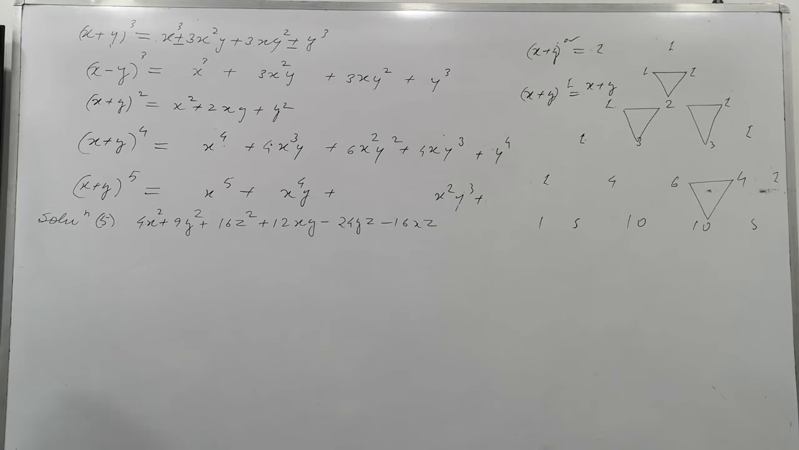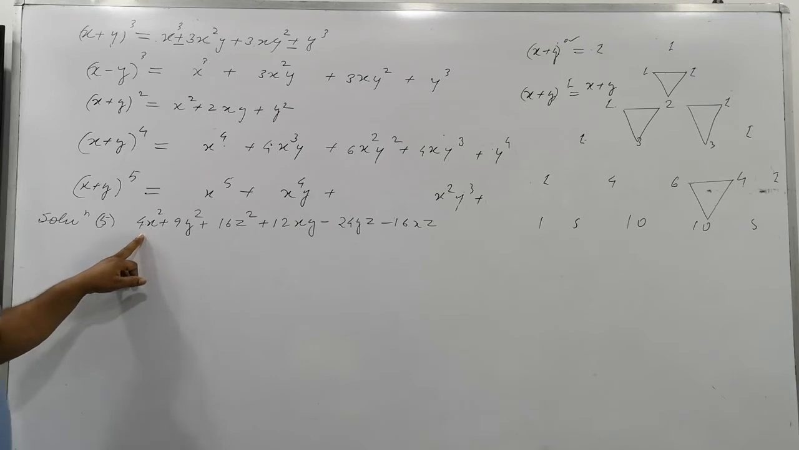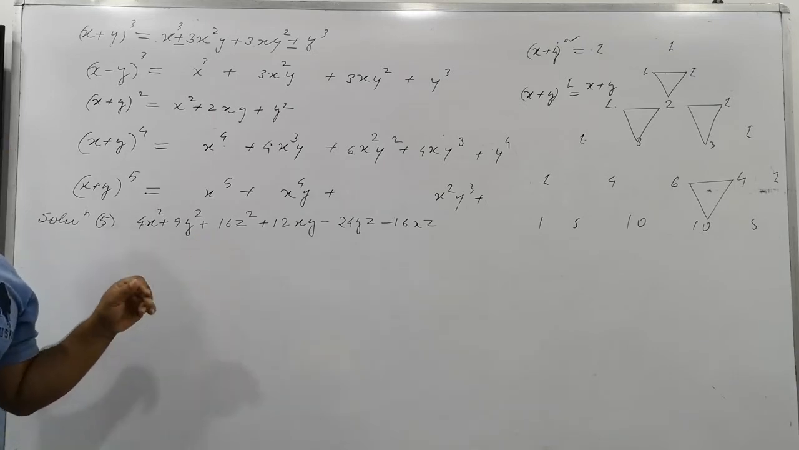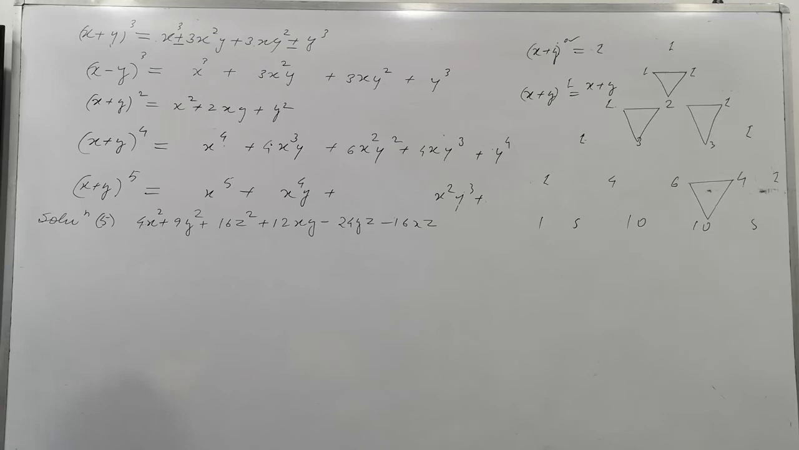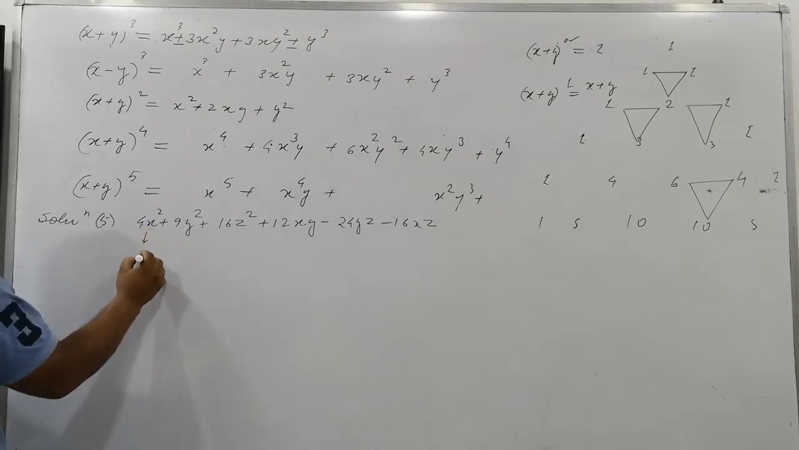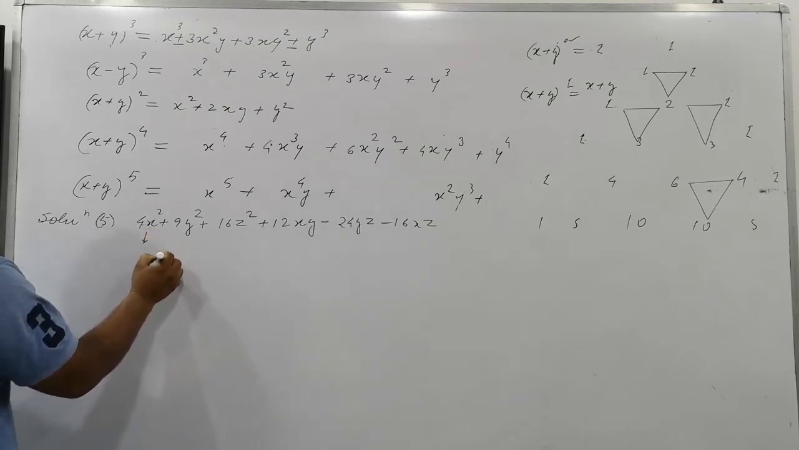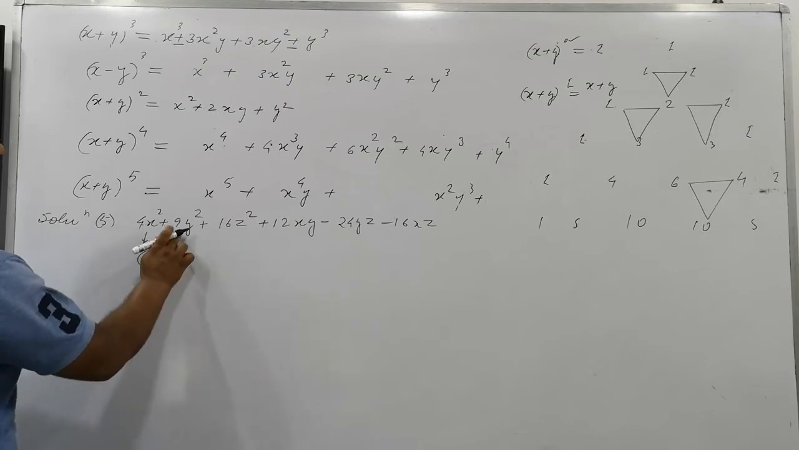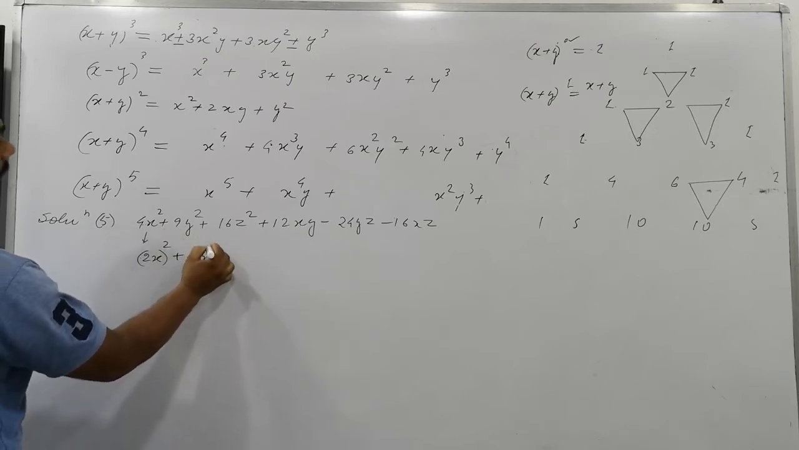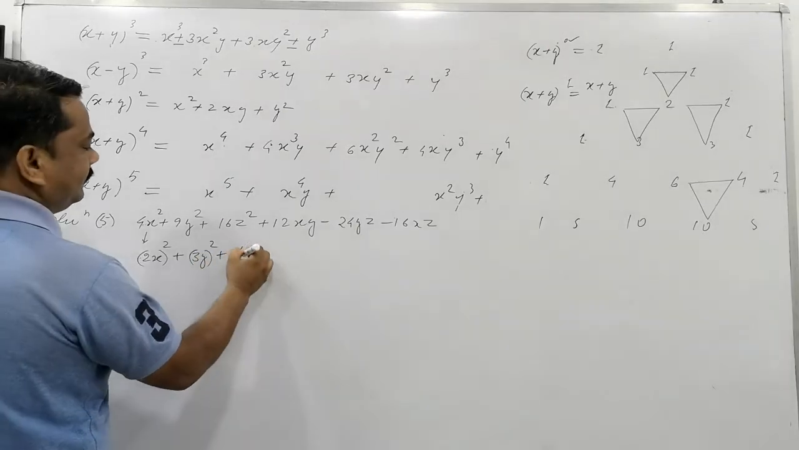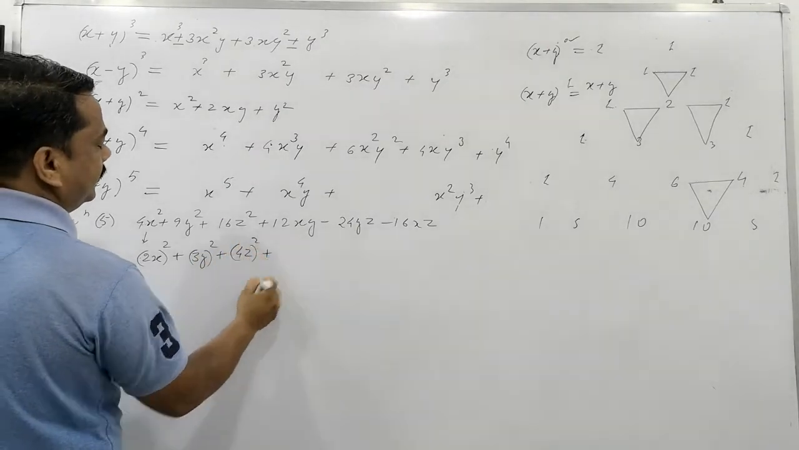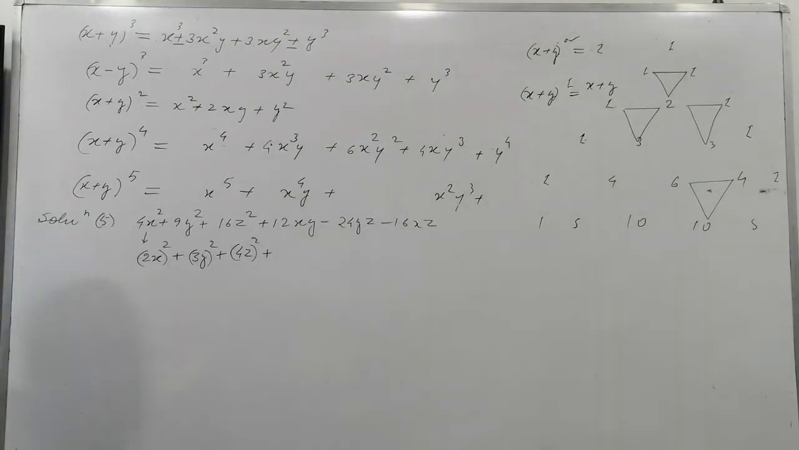Have a look at this next slide. What is it saying? 2x square, 9y square, plus 16. What pattern are we observing? The first term square can be written as 2x whole square. Can we write this or not? Yes, sir. The second term is 3y whole square, the third is also 4z whole square. So you may see the square of the first three quantities, the pattern we are observing.